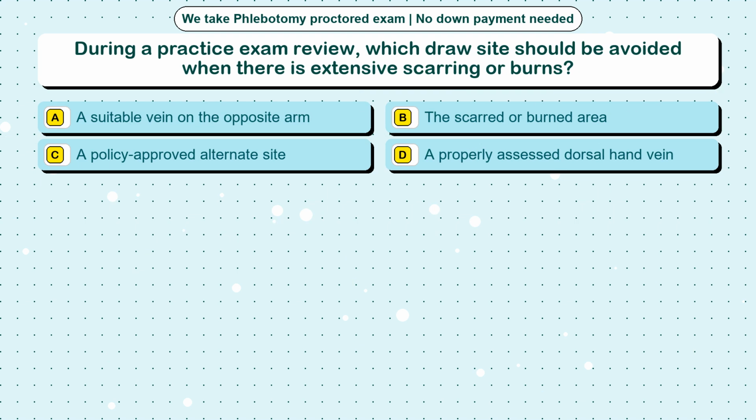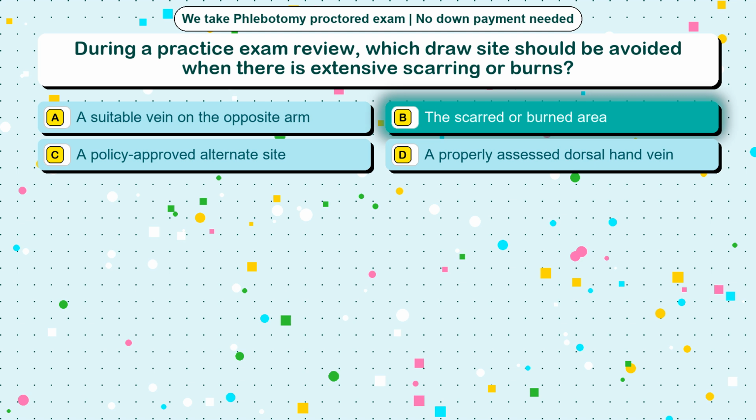Question 36. During a practice exam review, which draw site should be avoided when there is extensive scarring or burns? Option A. A suitable vein on the opposite arm. Option B. The scarred or burned area. Option C. A policy-approved alternate site. Option D. A properly assessed dorsal hand vein. The correct answer is option B. The scarred or burned area.